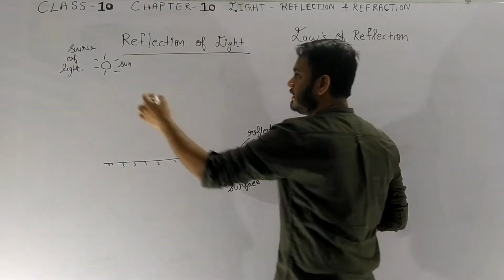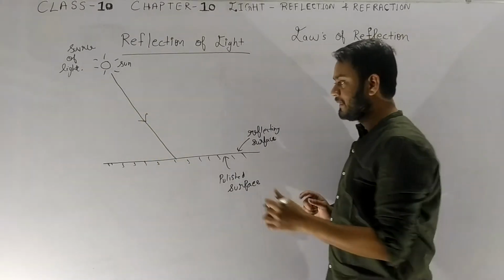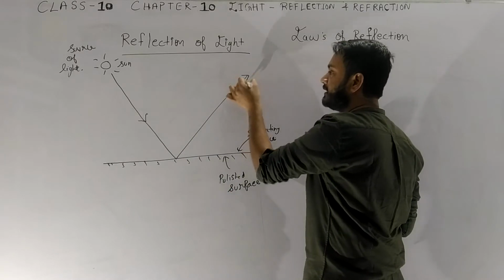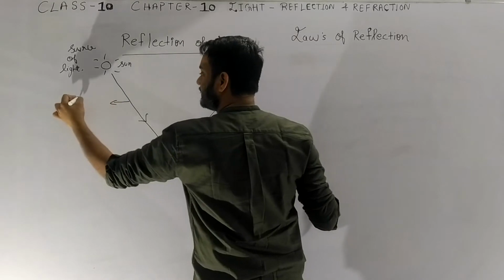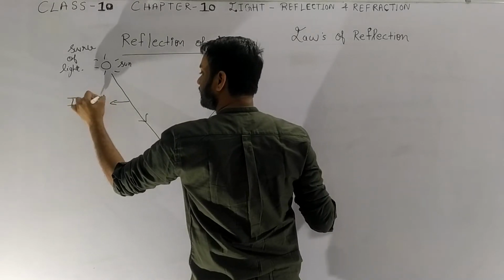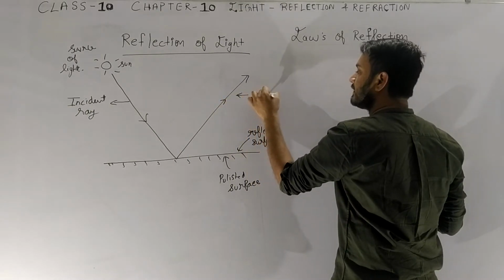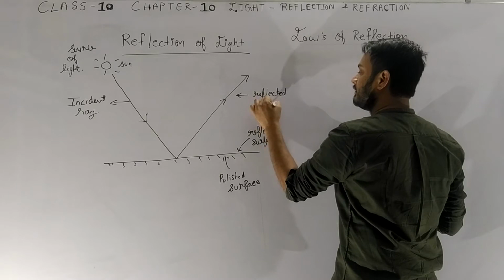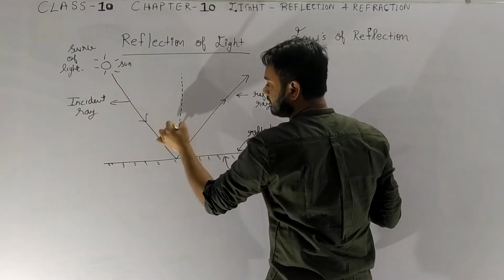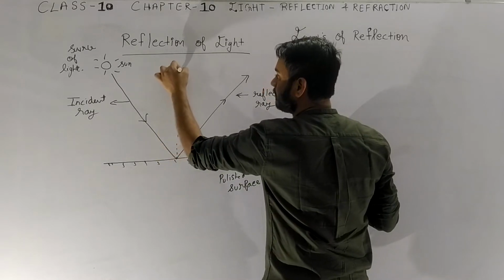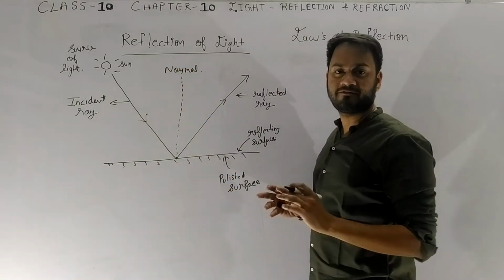Here a ray of light falls on a reflecting surface of a mirror, and it bounced back with the same angle. This ray is called the incident ray, and this ray is called the reflected ray. Clear? Now we consider an imaginary line, that is a normal, between these two rays. That is because of the reference of the angles.